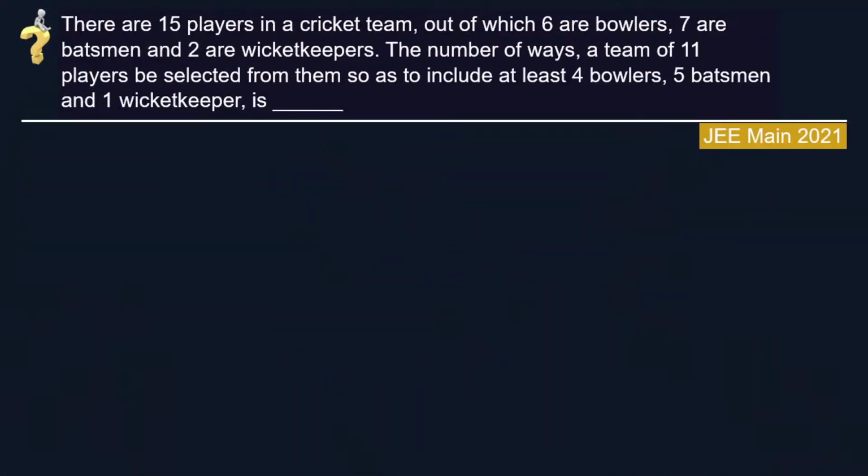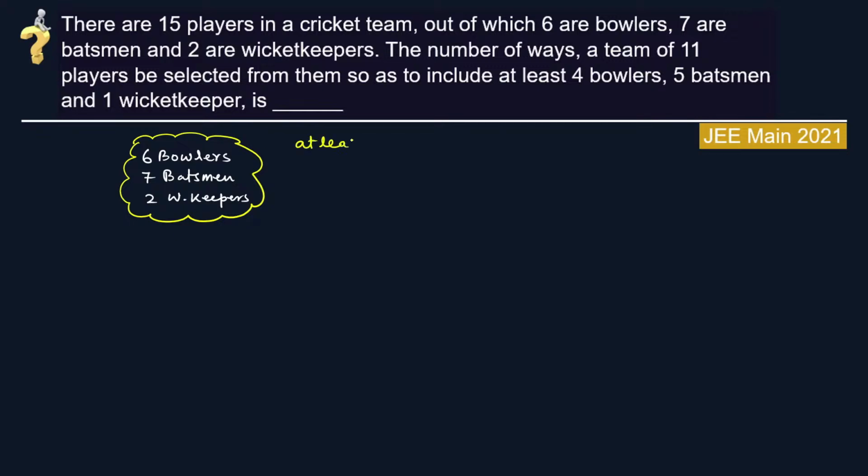This question came in JEE Main 2021. They have said that there are 15 players in a cricket team, out of which there are 6 bowlers, 7 batsmen, and 2 wicket keepers. Now we have to make a team of 11 players such that it will include at least 4 bowlers, 5 batsmen, and 1 wicket keeper.